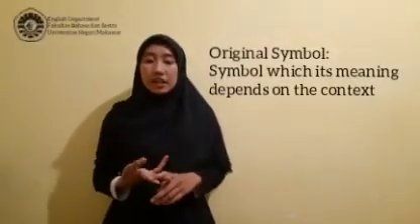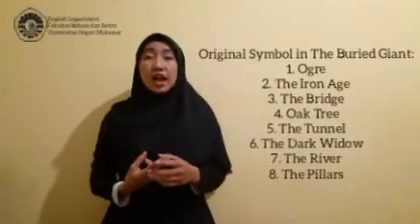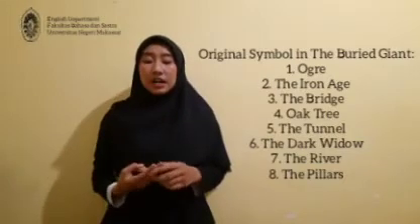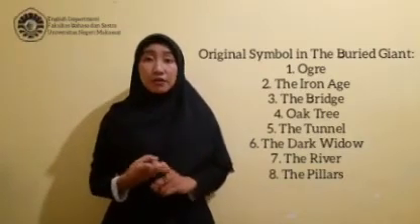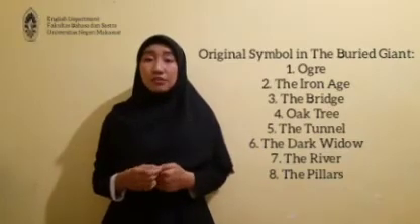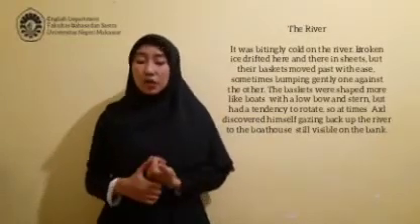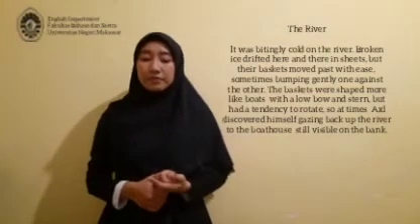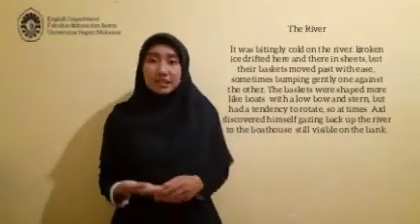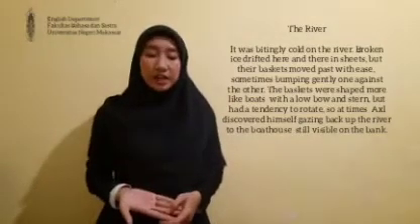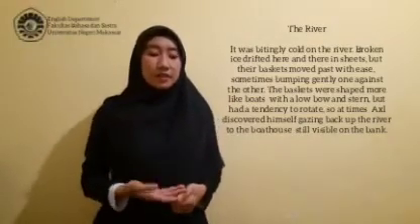In the discussion, I classified the symbols that I had discovered into two types of symbols. They are original symbols and private symbols. An original symbol is a symbol whose meaning depends on the context. For example, the oak tree, the iron age, the bridge, the tunnel, the dark widows, the river, and also the pillars. For original symbols, I would like to explain the river as an example of my analysis.